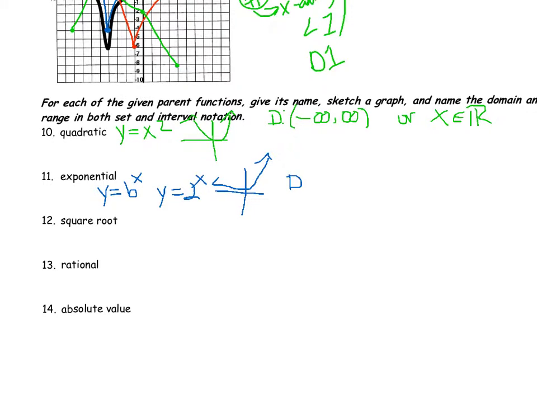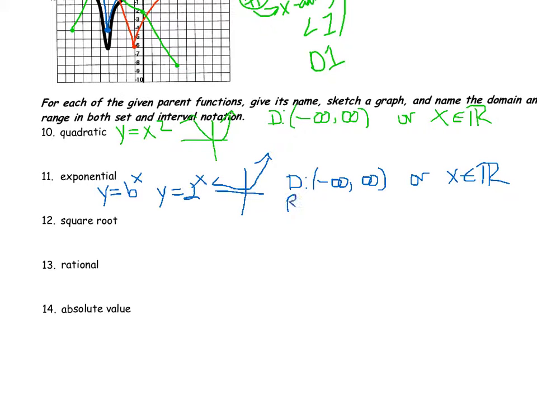Our domain, oops, I realized I didn't do my range a second ago. We'll go back. Our domain here, the farthest left it goes is negative infinity. The farthest right it goes is positive infinity because it keeps on going. We write that as x is an element of all reals.